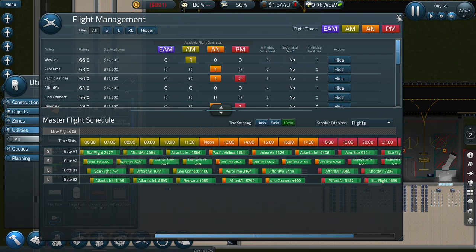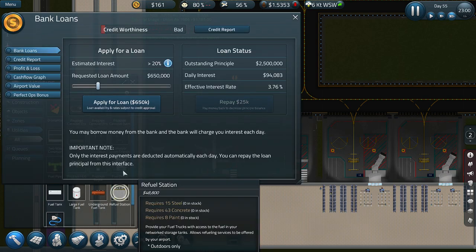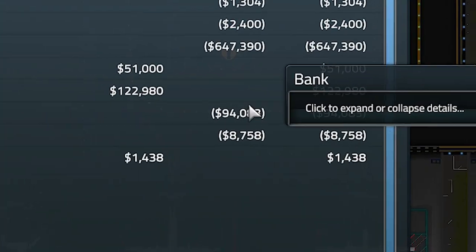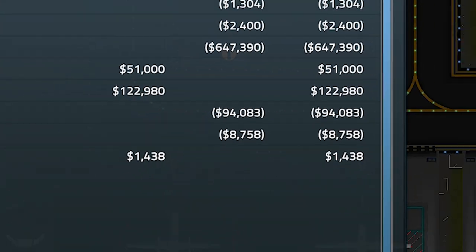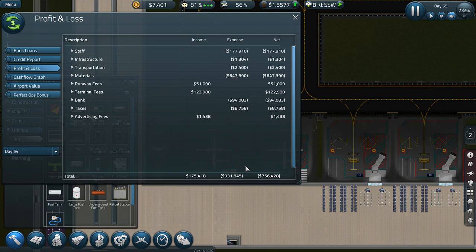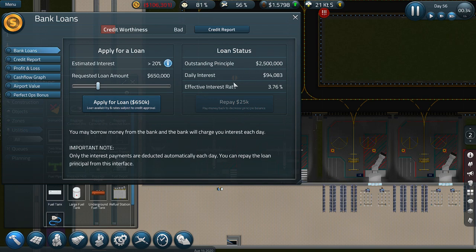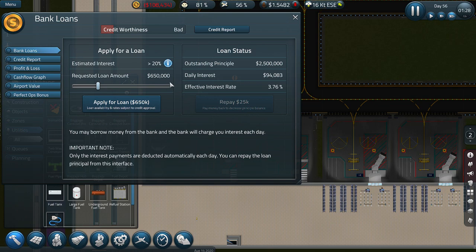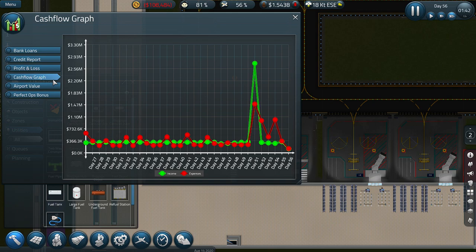So that we can try and repay that $2.5 million loan to reduce some of the interest rate, because right now, if we look at our P&L or profit and loss statement, we are paying just under $100,000 a day in interest. And unfortunately, the only thing that is automatically paid is interest. We still owe all $2.5 million of that principal. And as you can see, if we try and accept another one, that one's only 31%. Before it was 50% interest, which is really, really bad. So, yeah, I need to get some more cash.